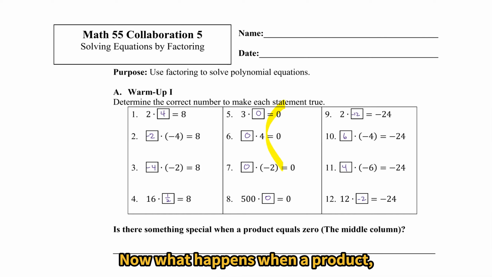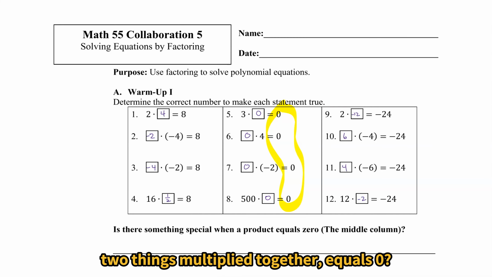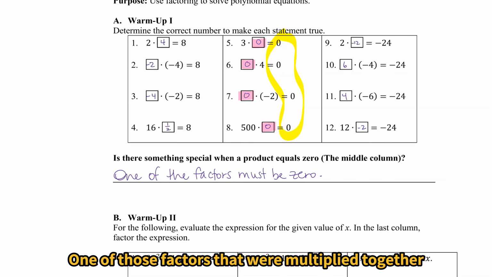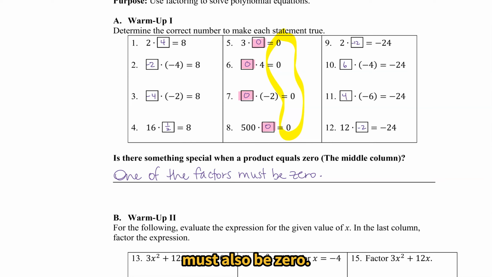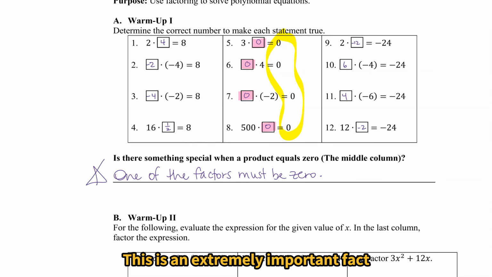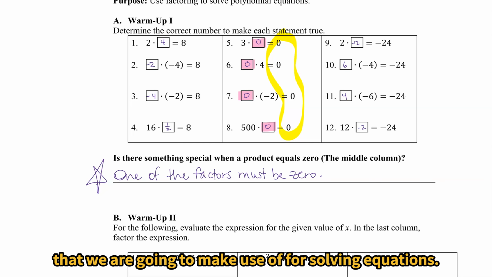Now what happens when a product, two things multiplied together, equals 0? One of those factors that we're multiplying together must also be 0. This is an extremely important fact that we are going to make use of for solving equations.